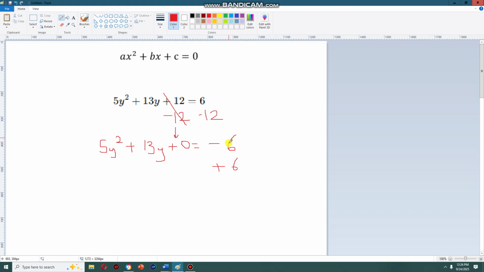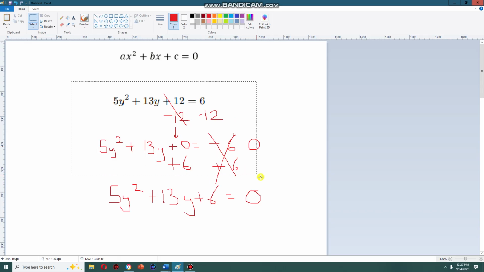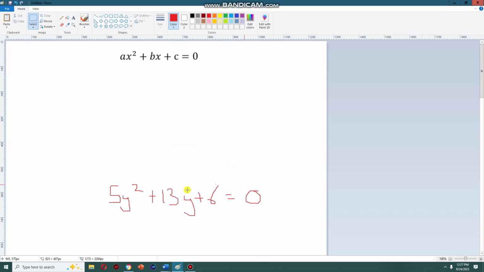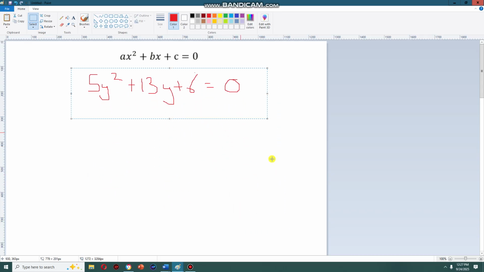If I'm taking the inverse of minus 6 and I get positive 6, I've got to do positive 6 over here as well. You see that? This crosses out, it leaves me with 0, and now I'm writing the whole thing down. 5y squared plus 13y plus 6 is equal to 0. And there we go. We have changed our equation to look like a quadratic equation. Okay, step number 1 done.